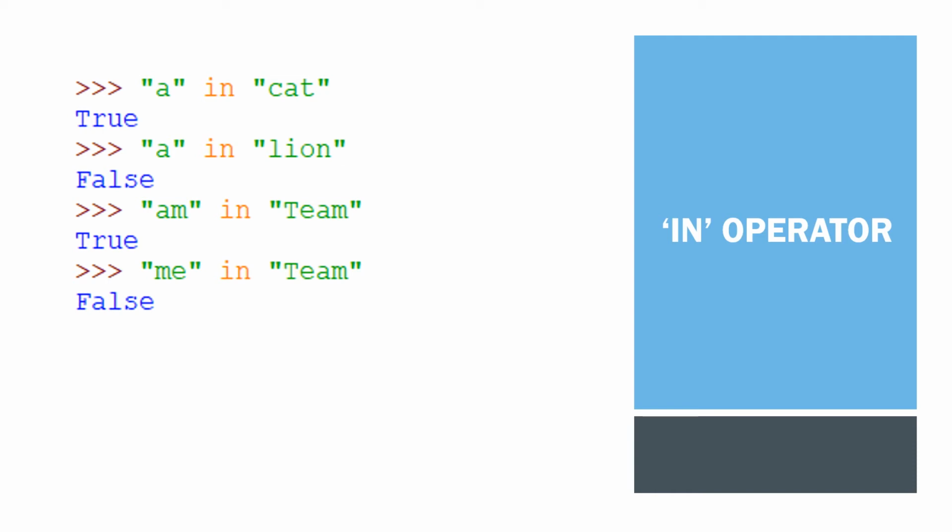And here's one final and I think really useful relational operator, and that's the in operator. It will tell you if one small string is in another larger string. So a is in cat, but a is not in lion. am is in team, but me is not in team.